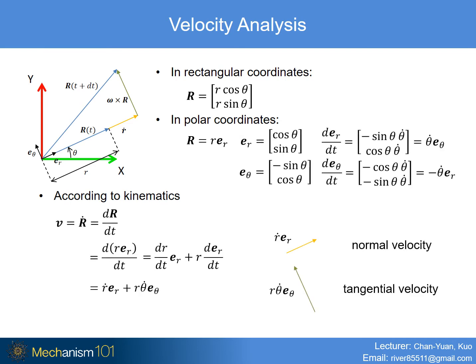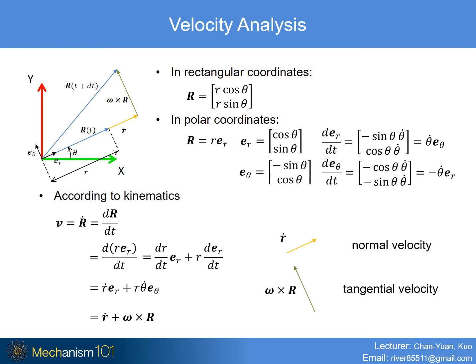From the result, it is clear that we will end up with a vector in normal direction and a vector in tangential direction. In the following slides, we will express these two terms as r dot and omega cross r for the sake of convenience. Notice that if the length of the vector doesn't change with respect to time, the r dot term will not appear. In contrast, if the angle of the vector doesn't change with respect to time, the omega cross r term won't appear.